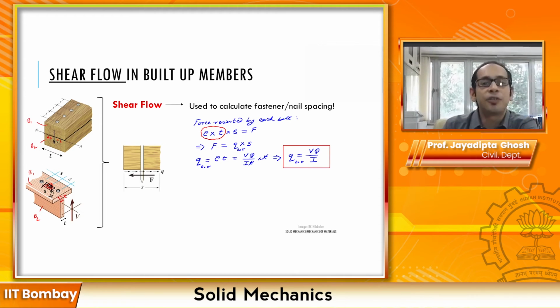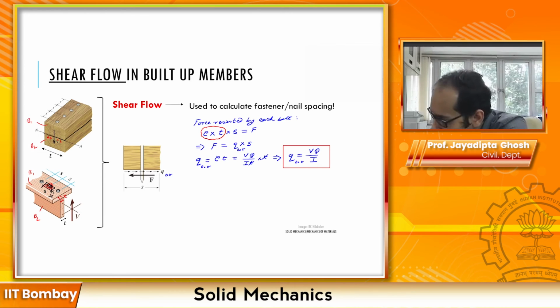What we derived is a very important relationship, and this q, my friends, is known as the shear flow. Why is it called shear flow? It is the shear force per unit length. If you do F divided by S, that is the shear force per unit length. So this is the shear flow which is acting. You take the q total, multiply with S, and that will give you the shear force which is being resisted by each bolt. So this q is known as the shear flow.